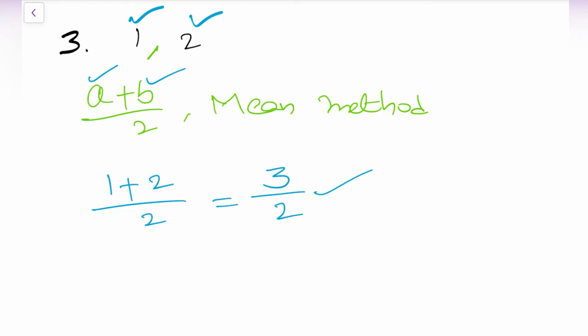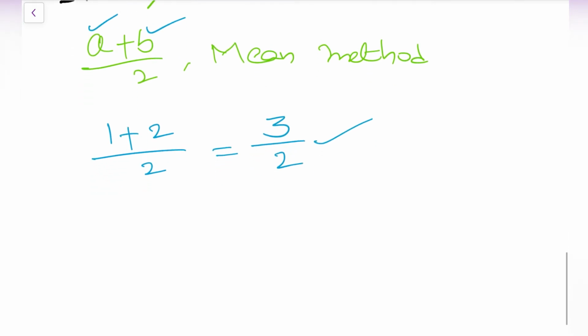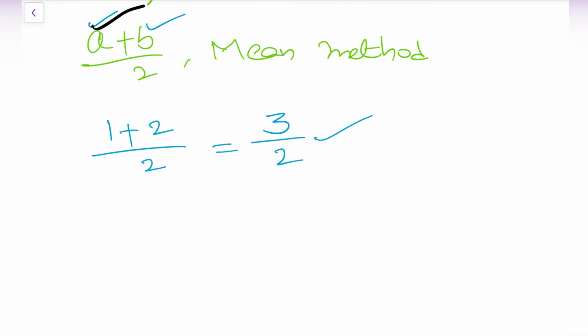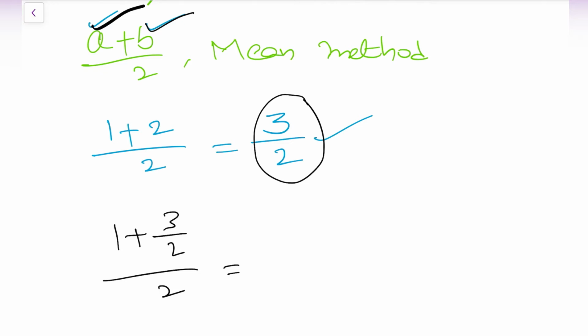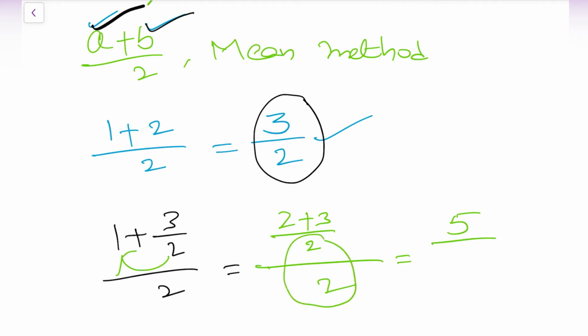Next, I want one more. Again same. In the place of a, substituting 1, plus, now in the place of b, instead of substituting 2, I will substitute this 3 by 2, whole divided by 2. 2 1s are 2 plus 3, divided by 2, whole by 2. 2 plus 3, 5, divided by, here 2 denominators are there, so multiply both the denominators, 2 2s are 4. 5 by 4 is another rational number which lies between 1 and 2.